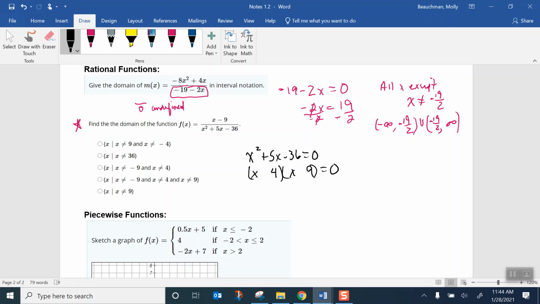Two numbers whose product is negative 36, and at the same time the sum is 5. 4 times 9 is 36. In order for that to be a positive 5, that has to be a plus 9 and a minus 4. So we get x minus 4 equals 0, x plus 9 equals 0, x equals 4, and x equals negative 9. So x can equal all values except x can't equal 4 or negative 9 in the domain. So when you look through the solutions, the first one's close. That's positive 9, negative 4. Here we go. The third option, x can't equal negative 9 or positive 4.